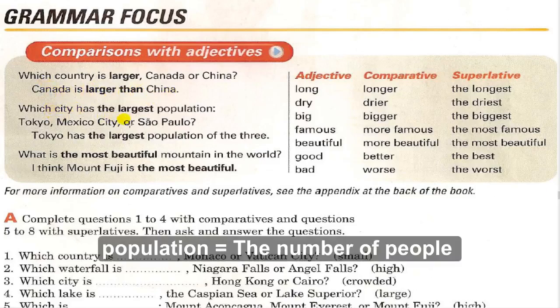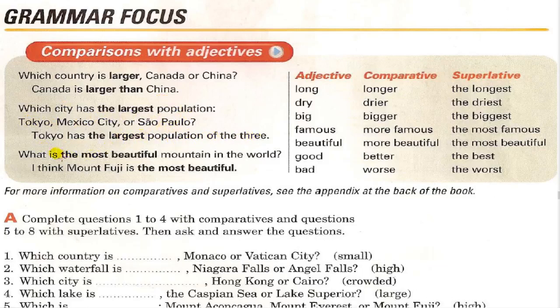Which city has the largest population? Population, the number of people. Tokyo, Mexico City, or Sao Paulo? Tokyo has the largest population of the 3. So here you compare between one and the group, Tokyo and Mexico City and Sao Paulo. So you have 3 cities, Tokyo, Mexico City and Sao Paulo.